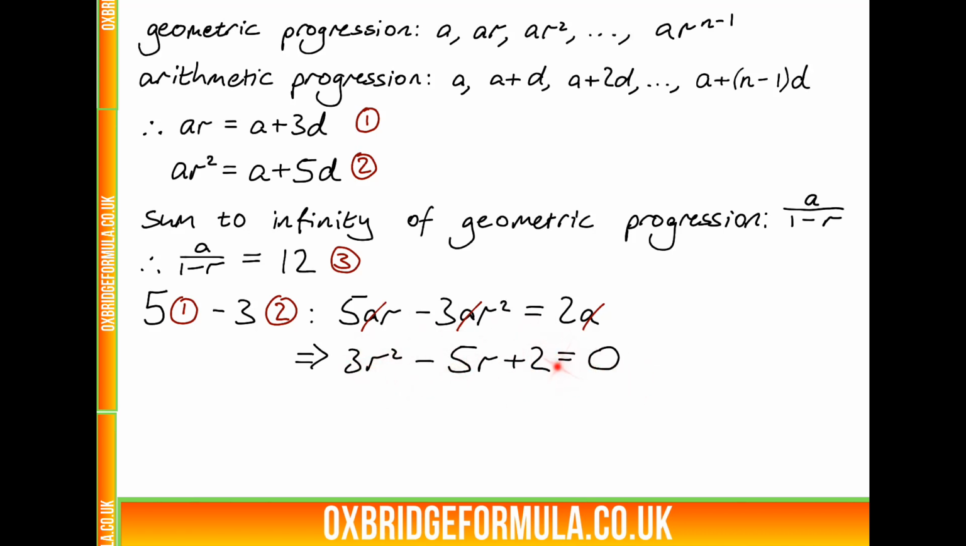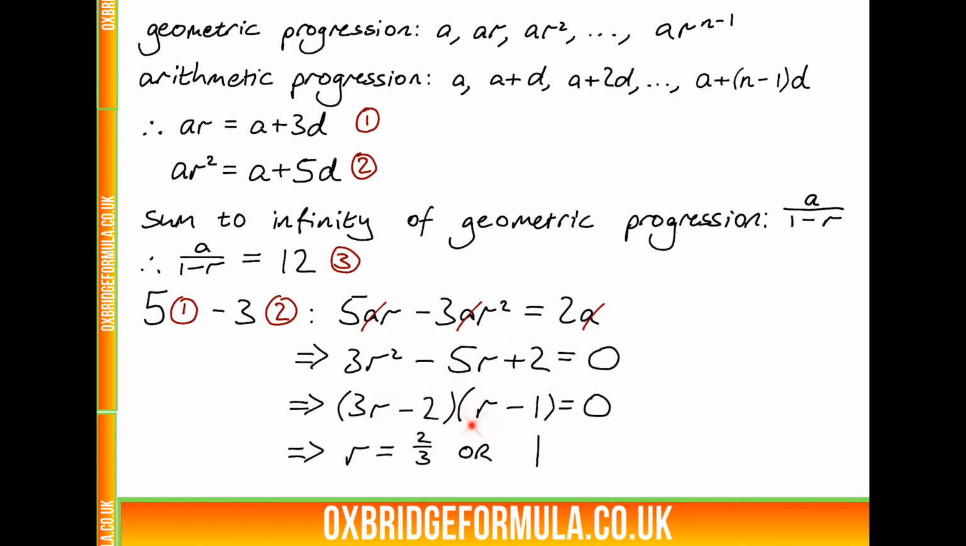And now you can plug this into the quadratic formula or use whatever technique you use. Here we can factorise it in order to solve for r. So we see that the solutions are r is 2/3 or r is 1. But as we noted earlier, in order for the sum to infinity of a geometric progression to exist, so that the sum doesn't diverge, we must have the absolute value of r strictly less than 1. So therefore the value r equals 1 doesn't make any sense. So we know that r is equal to 2/3.